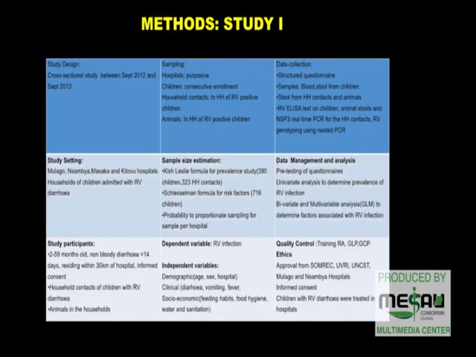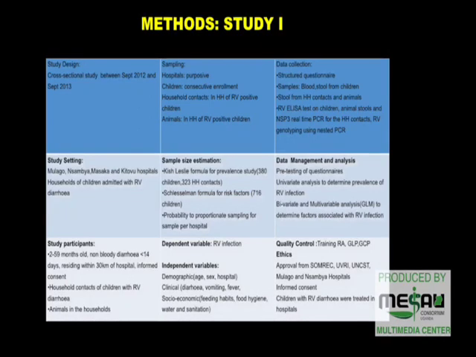So the patients we looked at were aged 2 to 59 months old, who had diarrhea that was less than 14 days. It was not bloody. Then we also looked at the household contacts of the children who were rotavirus positive and the animals in those households. We purposefully selected the hospitals, as I already mentioned, and for the children, we only enrolled them consecutively as they came into the hospital.